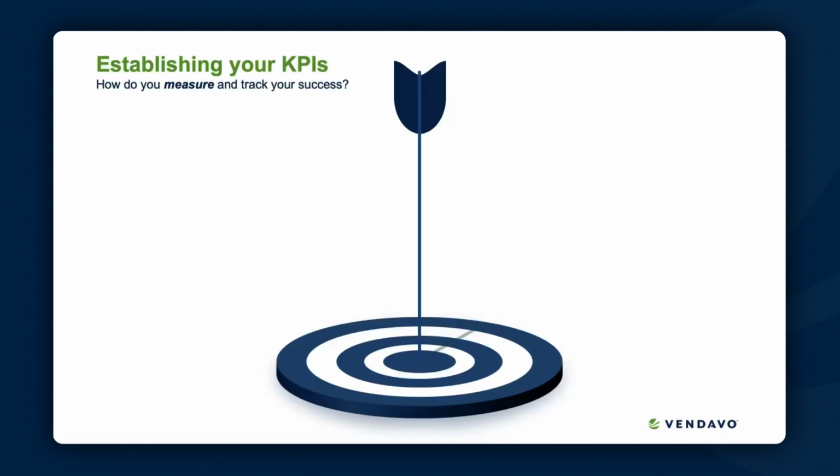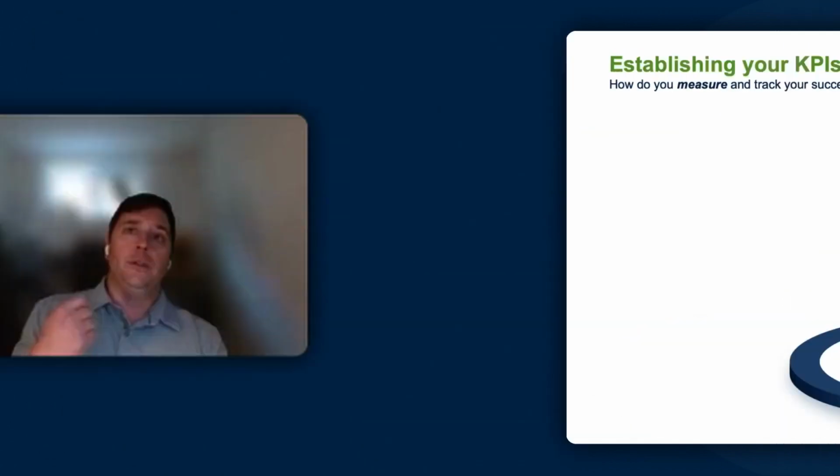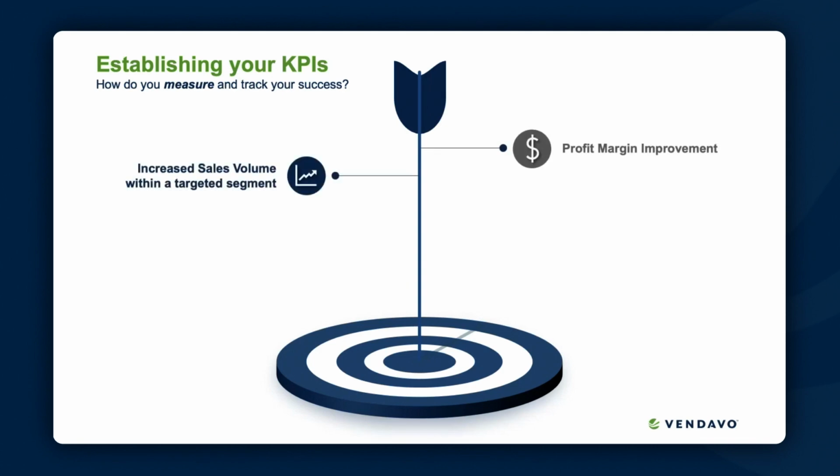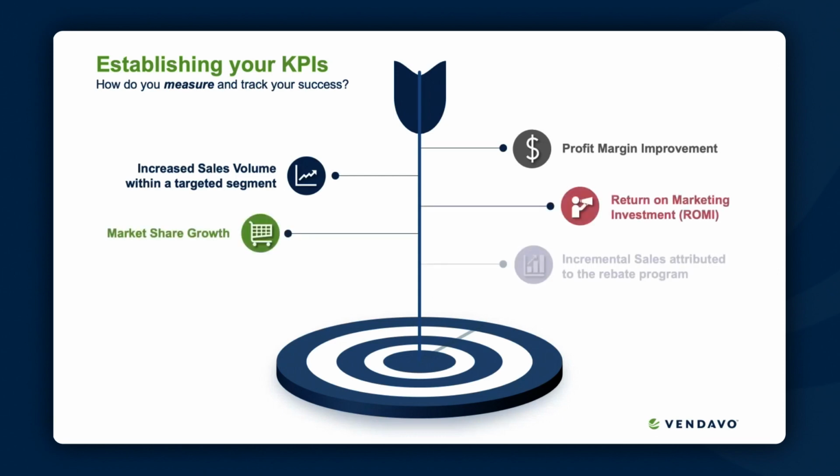So after you have decided upon a specific behavior that you're trying to drive your customers towards, then the next step is setting your KPIs. Please ensure that the KPIs that you're establishing are measurable and can be attributed to the rebate program itself. So common KPIs include profit margins, increasing your sales volume within a targeted segment, return on marketing investment, growing your market share, incremental sales that may be attributed to that rebate program itself, and then, finally, customer acquisition and retention.